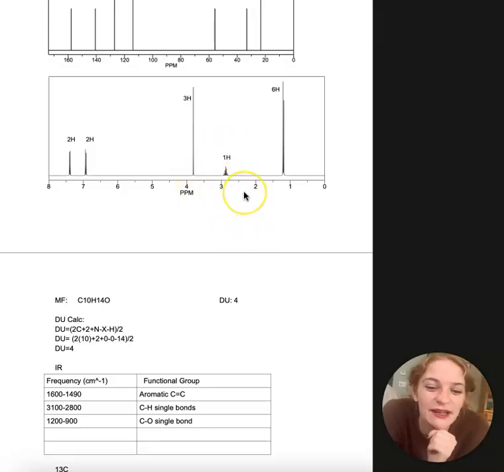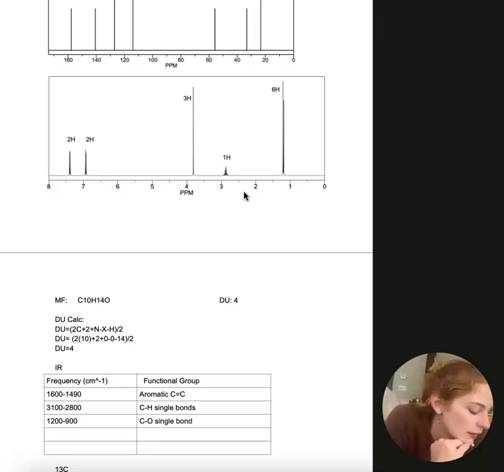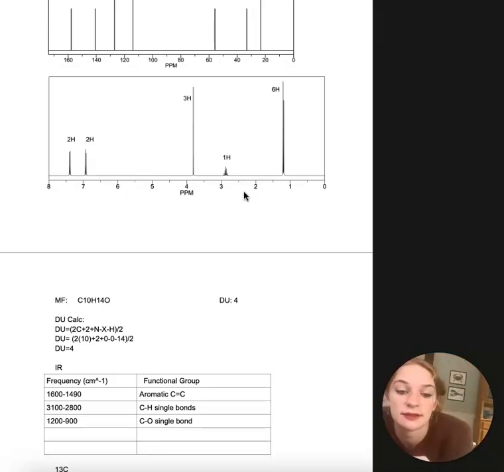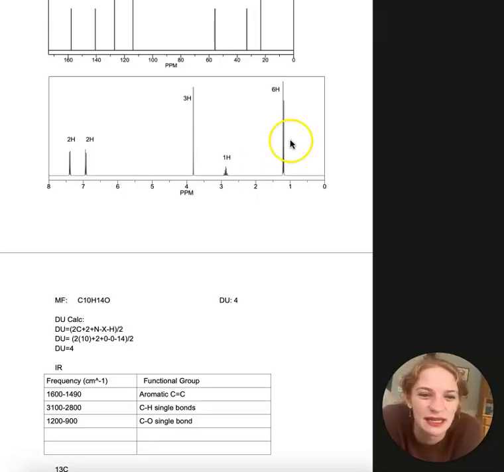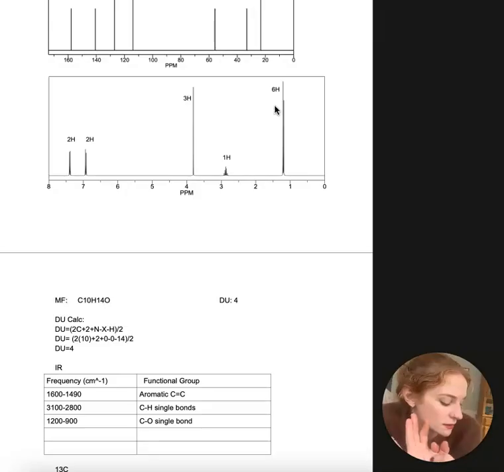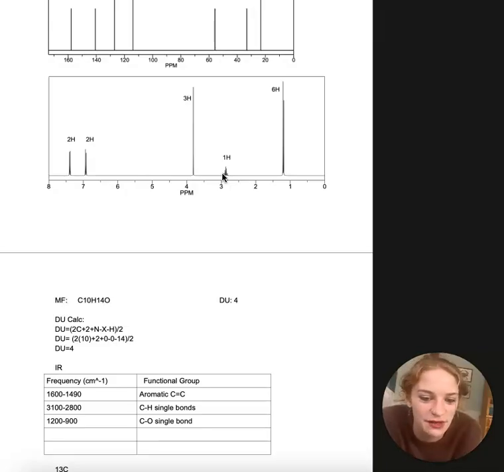This one here was interesting. I ended up counting it, and I think it was a septet, which tells me that it has 6 adjacent non-equivalent protons. And then lastly, this doublet here, the last 6 hydrogens, I classified as methyl groups. And I also at this point got clued in that there's 6 hydrogens here in methyl groups, and that this septet next to it, if we're using the n+1 rule, would again have the 6 adjacent non-equivalent protons. So I was like, okay, those two are probably going to be bonded to each other.